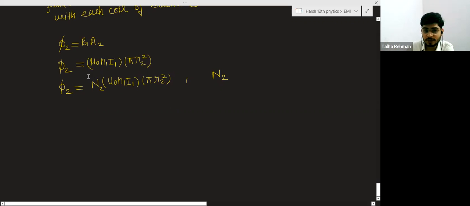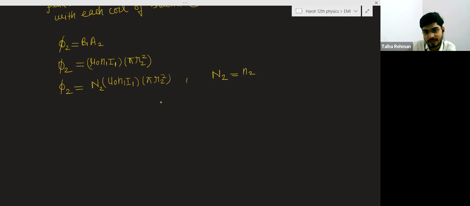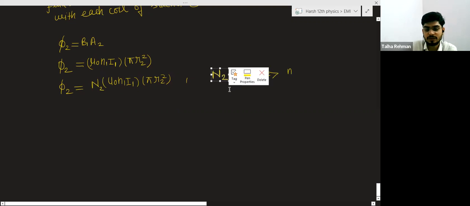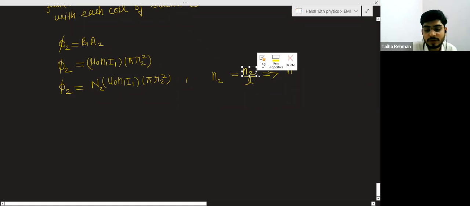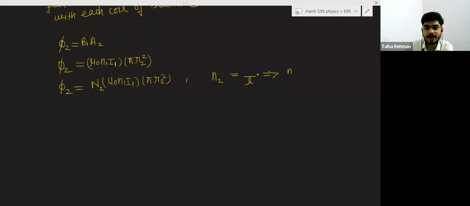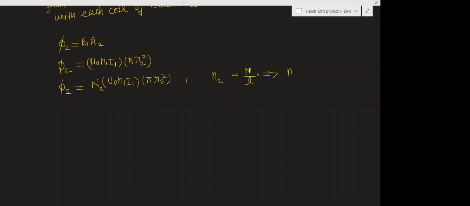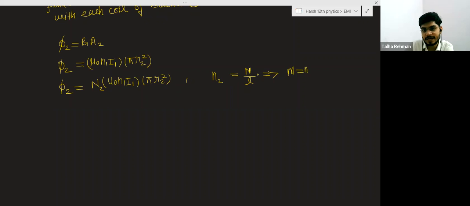Magnetic flux for the coil 2. We will take the total number of turns in coil 2, N2, divided by L. Okay, this will be your small n2, the number of turns per unit length of coil 2. You can calculate n from here: your N2 will be n2 into L.